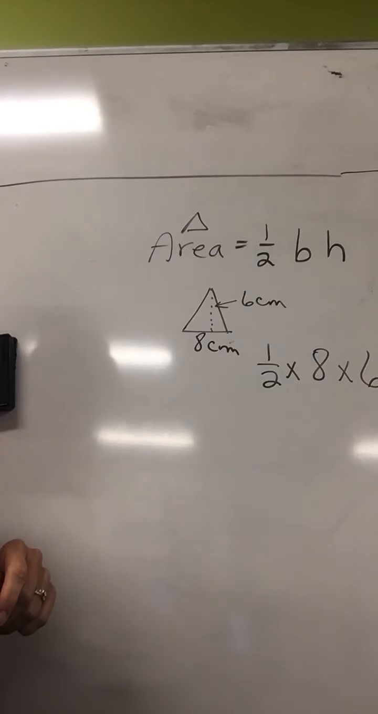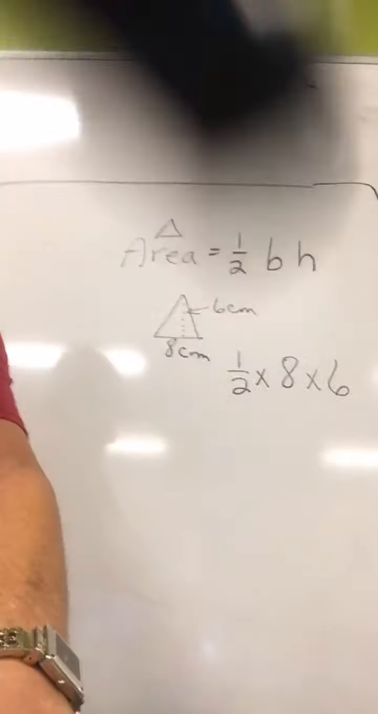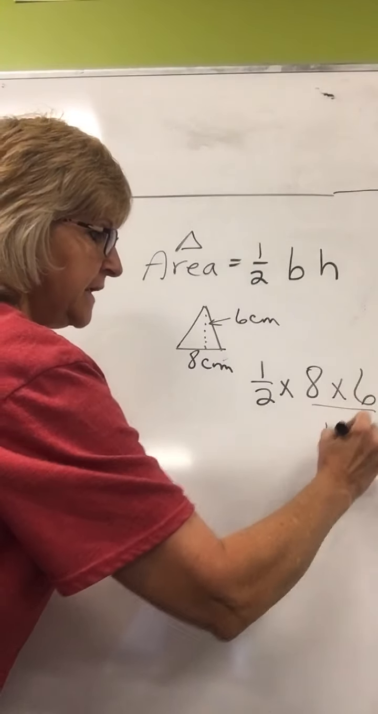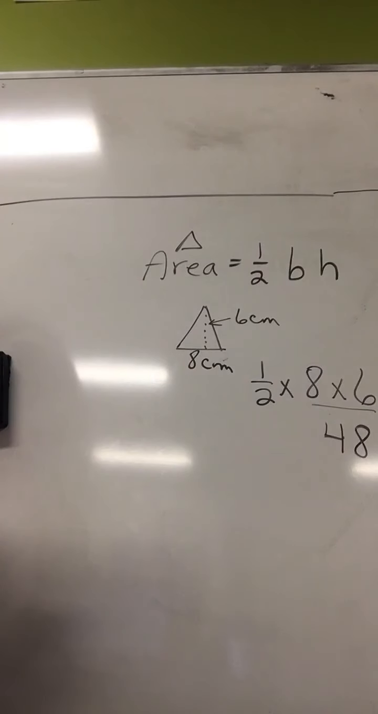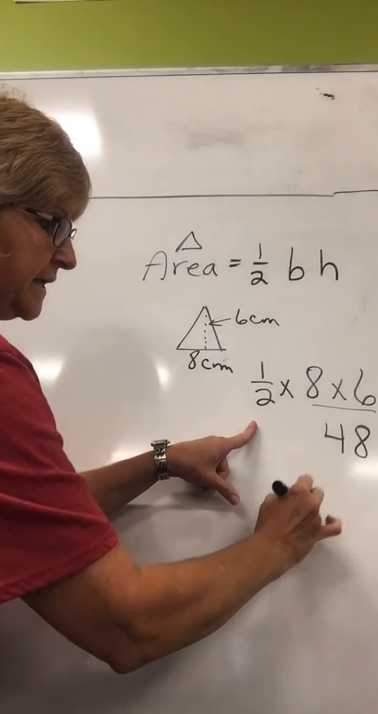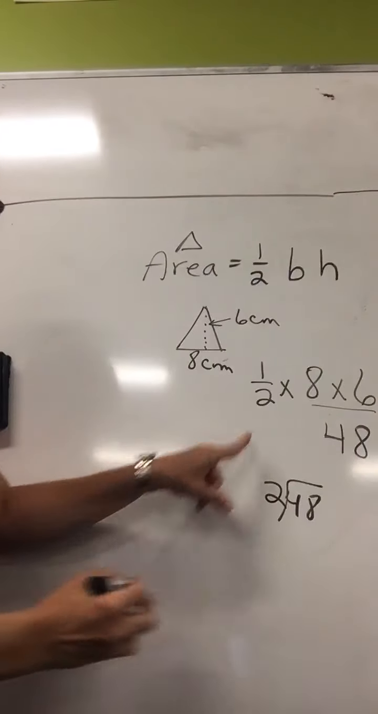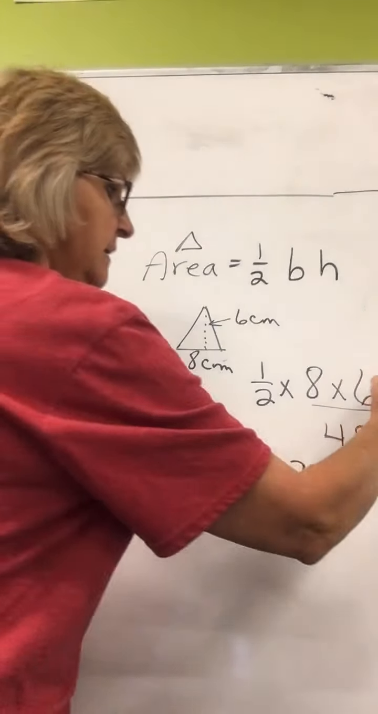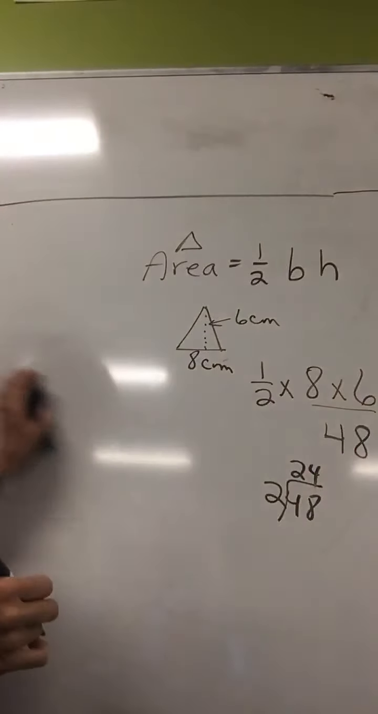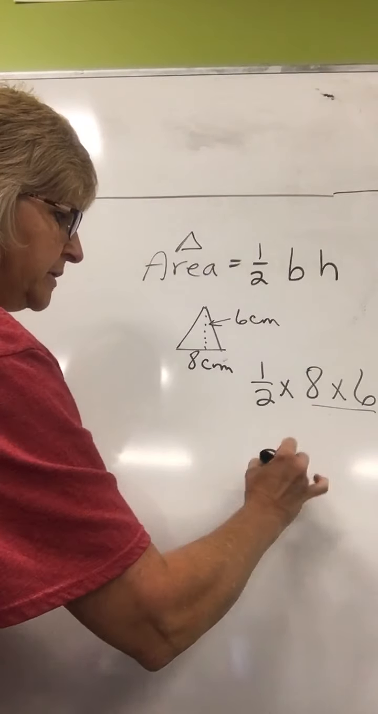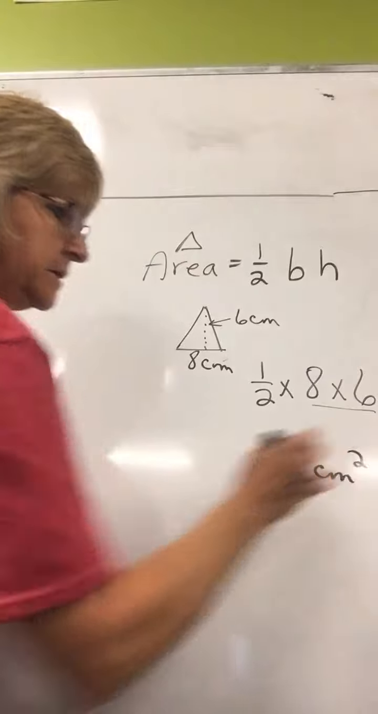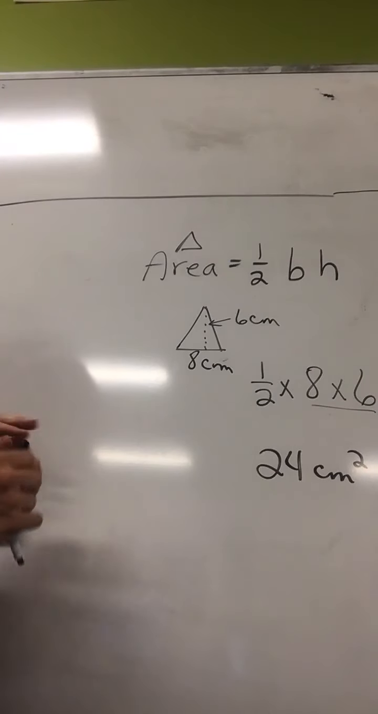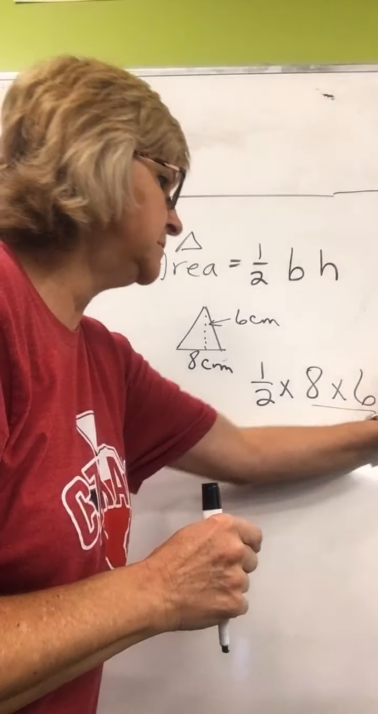You can do it a couple of different ways. You can do 8 times 6 first. That's 48. And just take 1/2 of that. Well, 48 divided by 2 is 24. So I could just say, okay, that's 24 square centimeters. Or you can use multiplying fractions, so let me show you that way too.